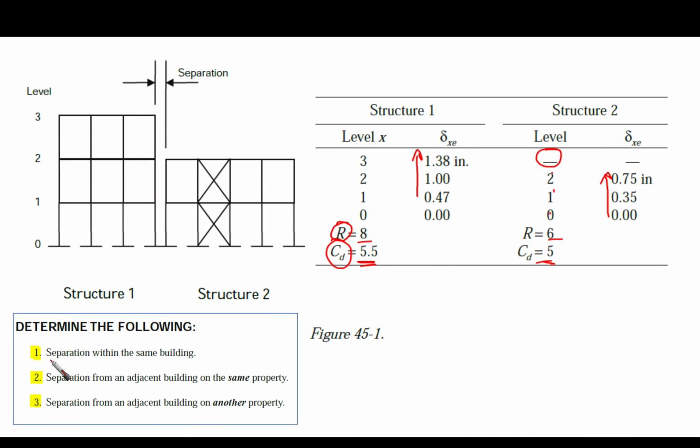Number one, the separation within the same building. If these two parts are parts of the same building, what will be the separation? Number two, separation from an adjacent building on the same property. Consider them as two different buildings but within the same property. And the third case is the separation from an adjacent building on another property, as if this building does not belong to the property of the first building. So we need to know how to go through this example.